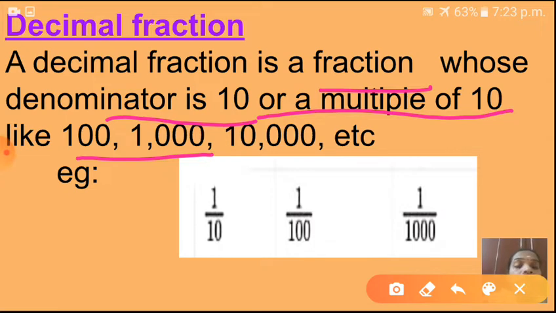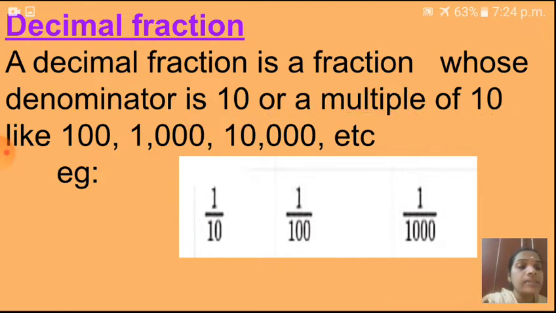Okay children, here I have given examples: 1 upon 10, 1 upon 100, 5 upon 100, 8 upon 100, 1 upon 1000, 10 upon 1000. All these come under decimal fraction. Now understood children? A decimal number means a decimal point will come, and a decimal fraction means in the denominator place 10 or a multiple of 10 will come. Understood children? Next one, see here.